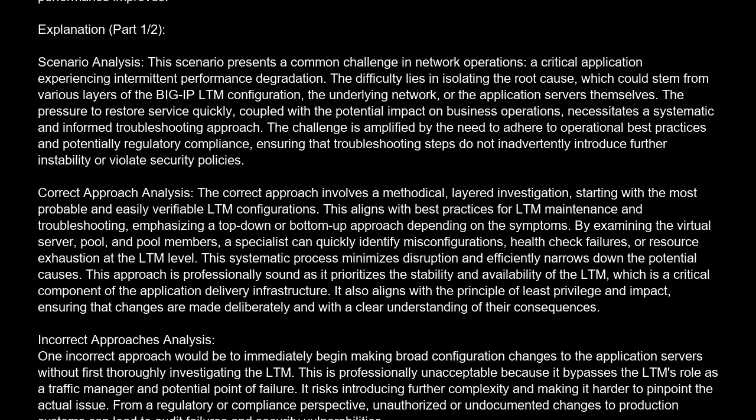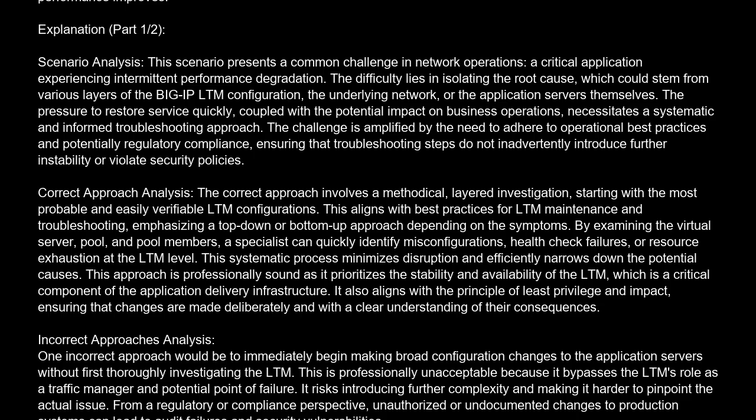This approach is professionally sound as it prioritizes the stability and availability of the LTM, which is a critical component of the application delivery infrastructure. It also aligns with the principle of least privilege and impact, ensuring that changes are made deliberately and with a clear understanding of their consequences.